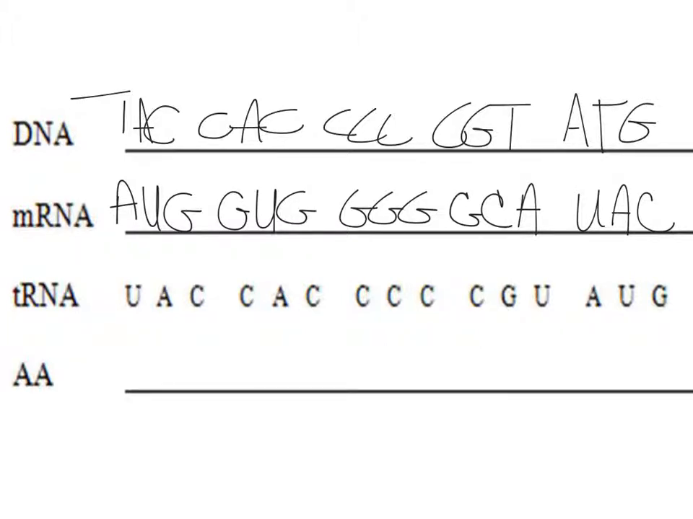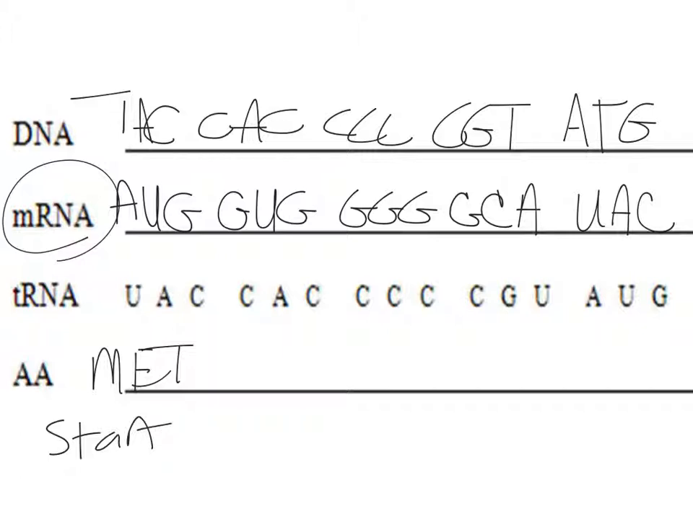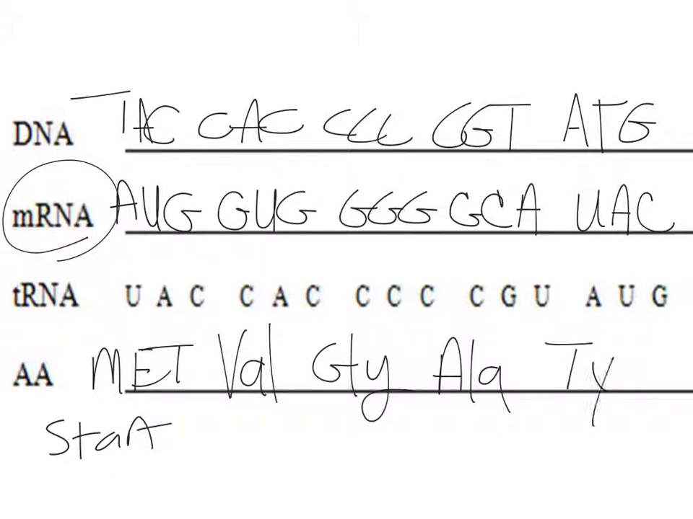ATG. And in order to get our amino acids, again, we look at our mRNA, AUG. We should know that one by now. That's methionine. That's our start. GUG codes for valine. GGG codes for glycine. GCA codes for alanine. And UAC codes for tyrosine.